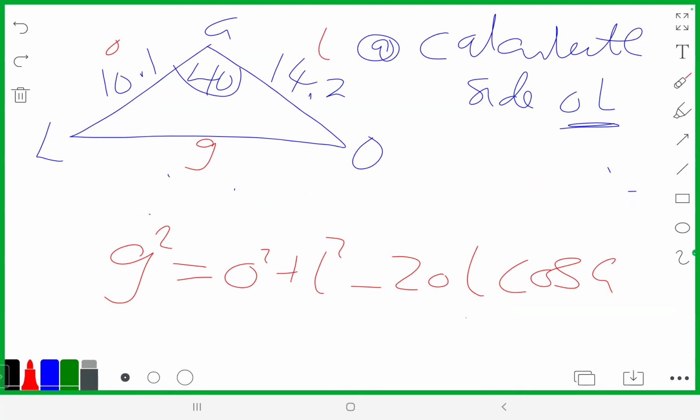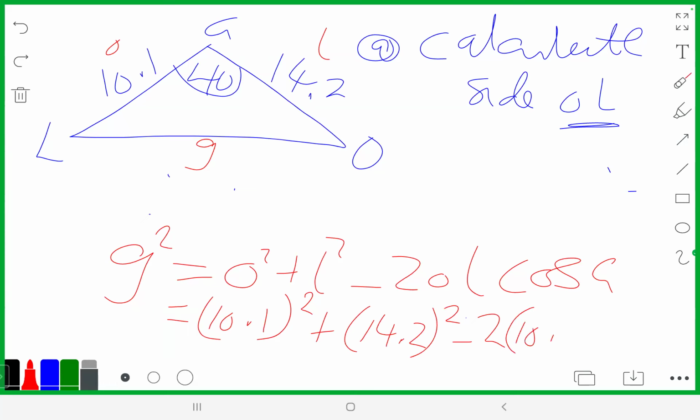So from here, we can easily substitute. What is our O squared? 10.1 squared, plus our L, 14.2 squared, minus 2 times O, which is 10.1, times L, which is 14.2, times cos G, and G is 40, so you can say cos 40. Did you get that one?